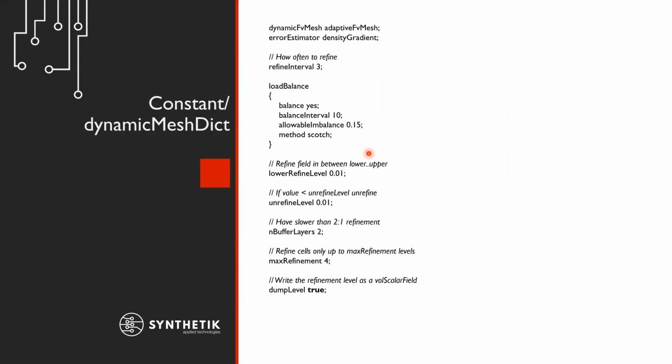Next, we have the dynamic mesh dict. Here we're going to be using the adaptive FE mesh class with a density gradient error estimator. Basically, this will just tell you where you have high gradients in density, and it will update accordingly or mark the error cells accordingly. We're going to be refining every 3 steps.